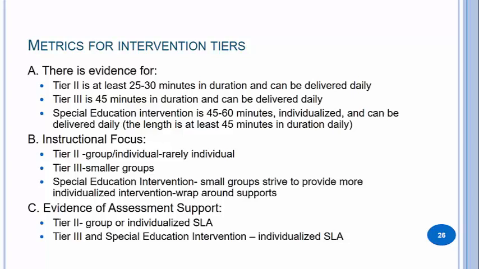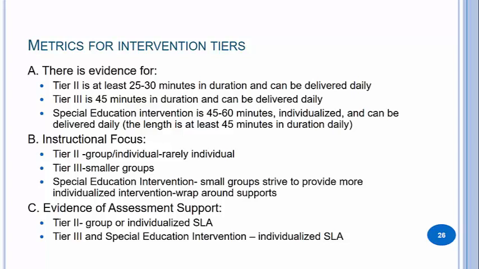I moved that slide a little quickly, but we're okay. So the metrics for interventions are tiers: how they met that criteria, how they had to self-identify, and how we went back to look at that is what's on your screen now. If there was evidence that they had a program that met the criteria of 25 to 30 minutes in duration that could be delivered daily, right? We needed enough material that could be delivered daily for 25 to 30 minutes, because in our state, that's how Tier 2 is defined: 25 to 30 minutes delivered daily.